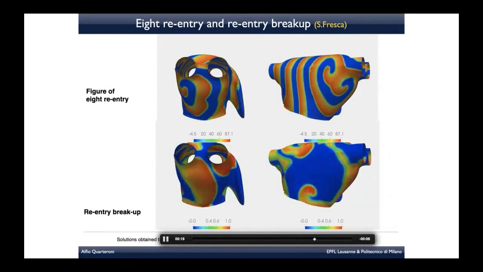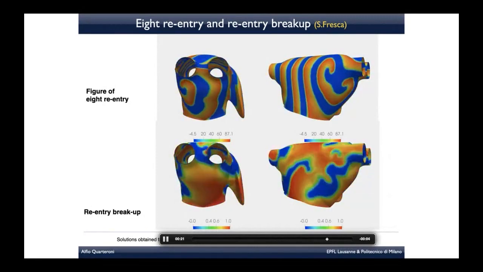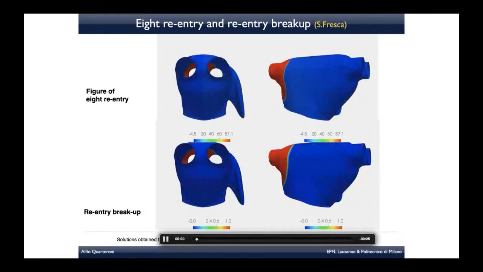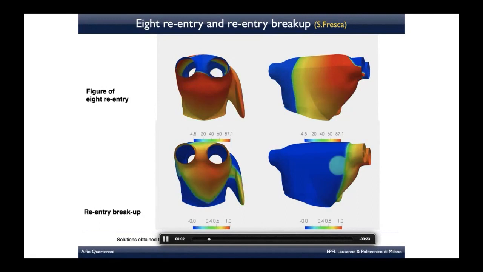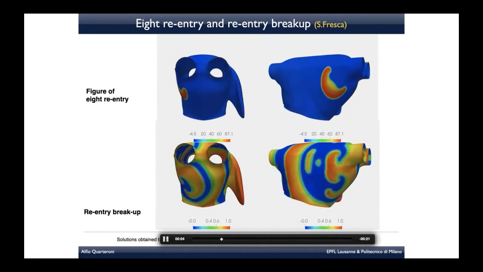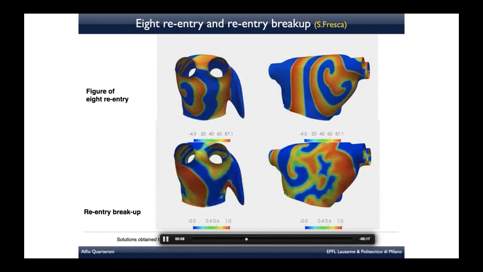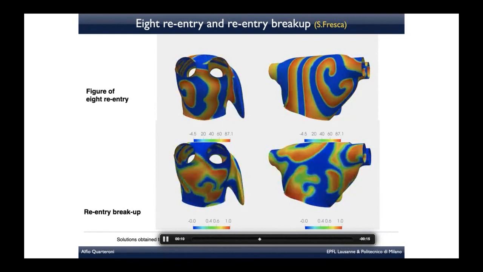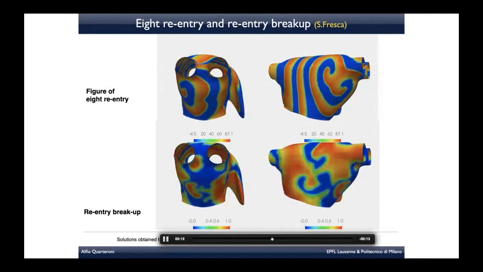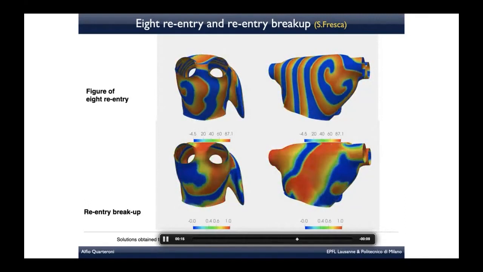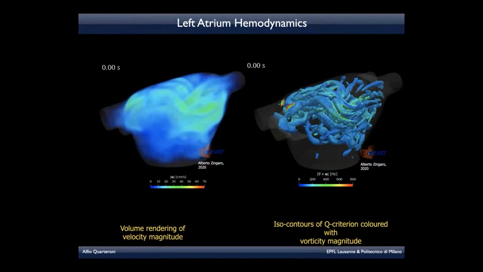And this is a very invasive procedure. It may take 2 hours up to 4 or 5 hours sometimes with the patient in the operating room. Can you help doctors to find the right spot where to burn, where to ablate, and reduce the number of ablations and reduce the number of hours, the time for this operation? This is the goal of this study.